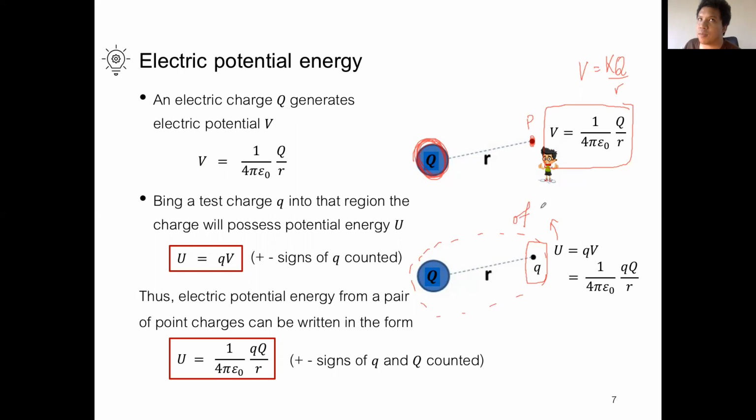So I say that this is the potential energy of the pair big Q and small q. Okay, it can be written in terms of k: big Q, which is the charge number 1, and small q, which is the charge number 2, divided by r. And don't forget that the signs for Q and q are counted. If you have a negative charge, you need to put the negative sign on, and if you have a positive charge, you need to put the positive sign on.